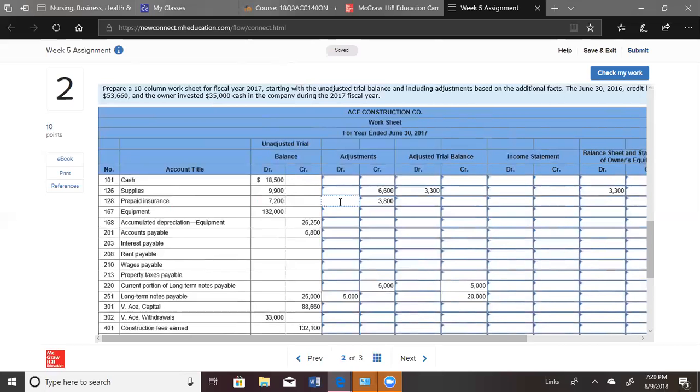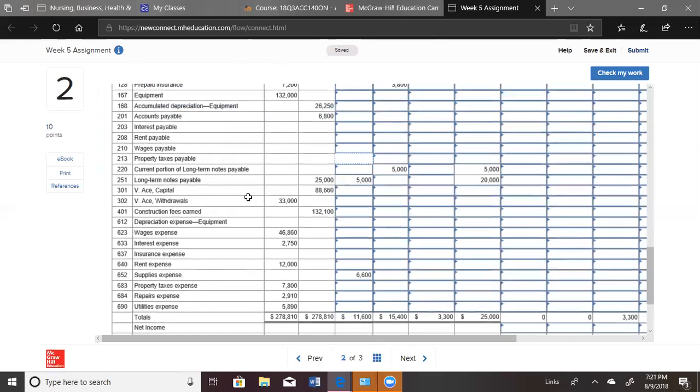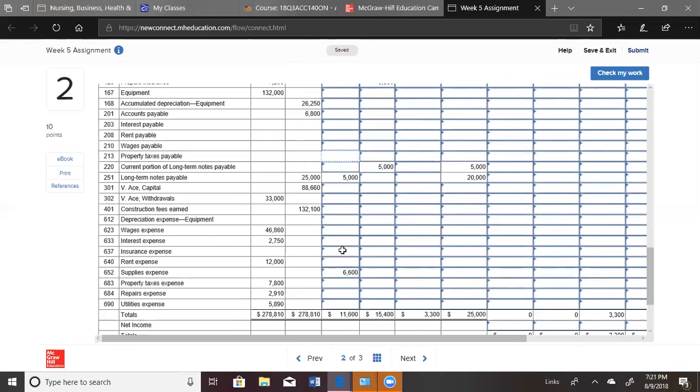Adjustments would be insurance expense, prepaid insurance, interest expense. Okay, and then the insurance expense would be $3,800. I get that part. Yeah, but I don't see where you did the insurance one. $3,800 right here, right? But that's not right. Erase that $3,800. Go back up and go to required one. Insurance expense right here. Never mind, I get what you're saying now.